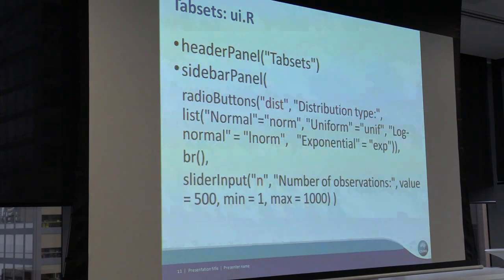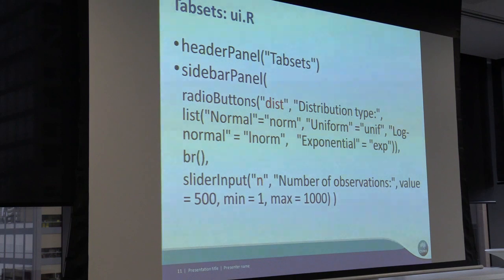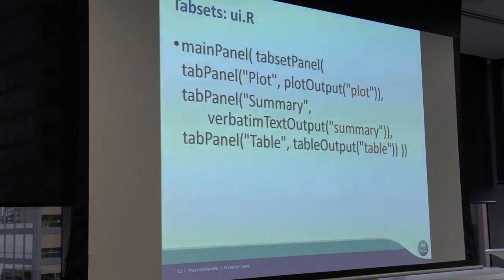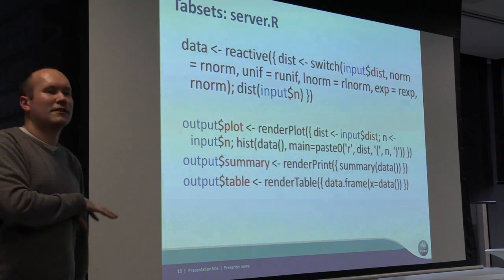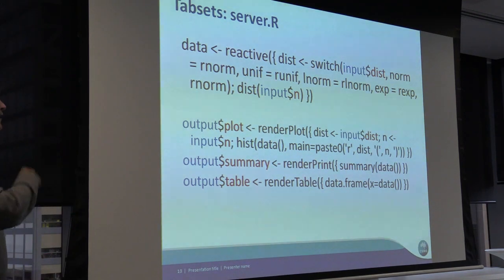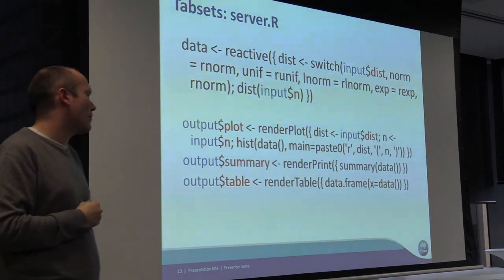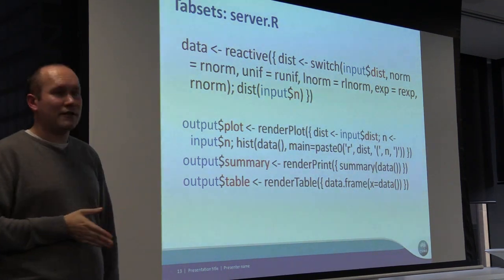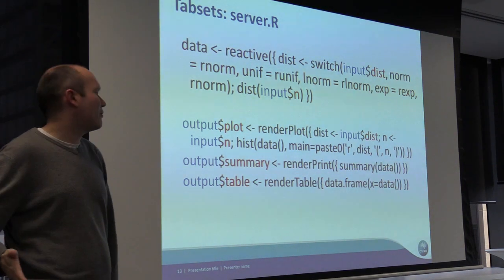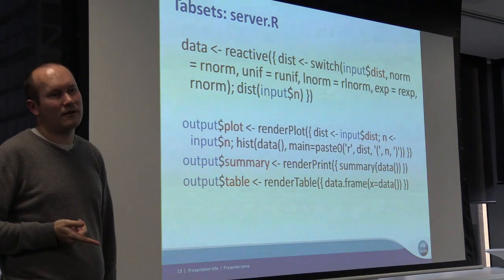But in this case, we've got three outputs and three tabs. If I go back, what are our inputs? Our inputs are dist, which is the distribution type, and n, which is the number of observations. So in the server side, we see a similar kind of style to what we saw before. We need to actually specify our outputs. So we've got output$plot, output$summary, and output$table. For the plot, we use renderPlot. For verbatim output, we're using renderPrint. And for tabular output, we're using renderTable. And you've seen all of those.